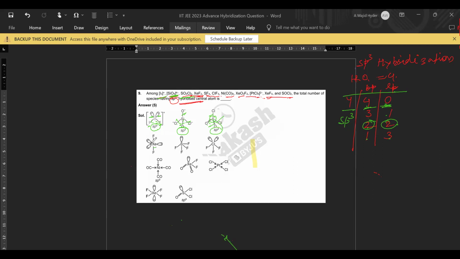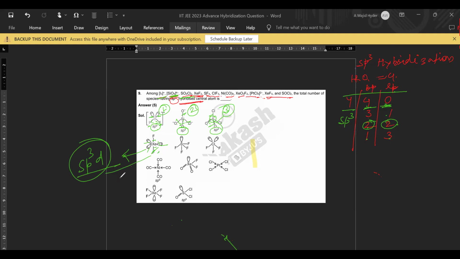See in XeF2, 1 lone pair, 2 lone pairs, 3 lone pairs and 2 bond pairs. 3 lone pairs and 2 bond pairs, total 5. So hybridization in this case will be sp3d, and they are asking you about sp3 hybridization only. So this is 1, this is 2 and this is 3. This fourth one is showing sp3d hybridization, not sp3.